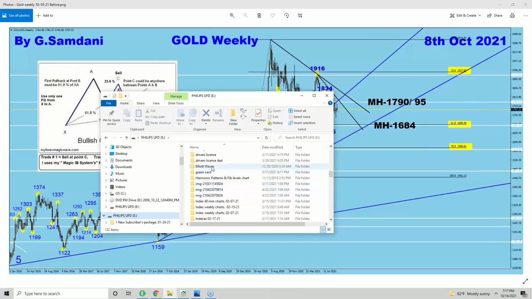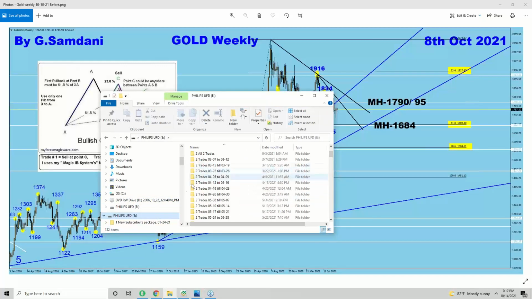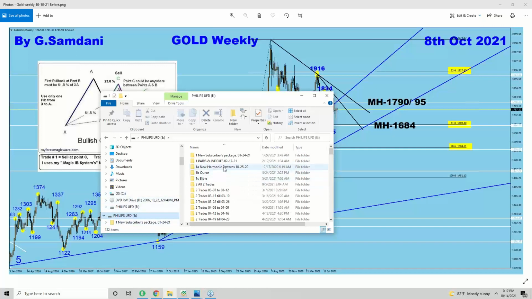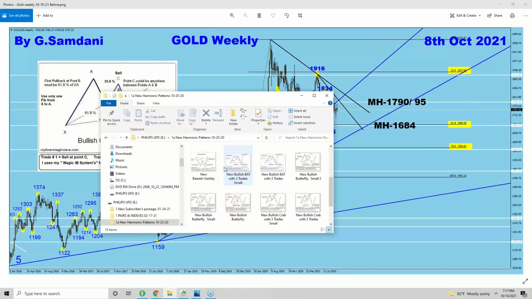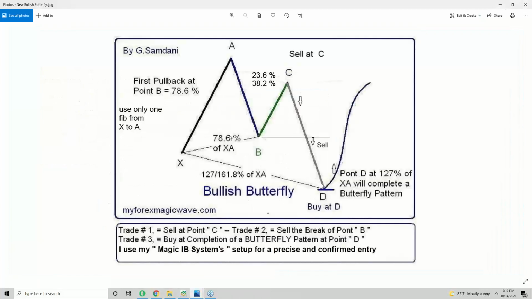Bullish butterfly pattern. It looks like, oops, sorry, that's not it. This is a crab. This is a crab. New bullish butterfly. Okay, this is how the butterfly pattern is.